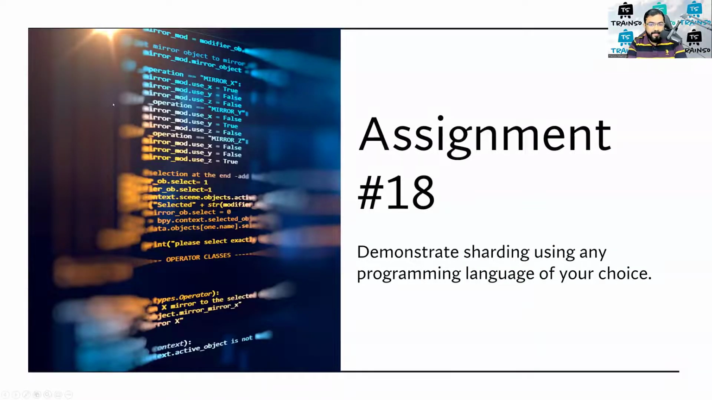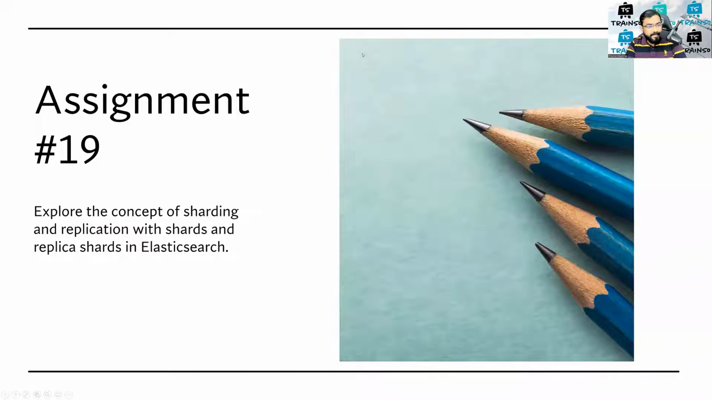And assignment number 18 for programmers, demonstrate sharding using any programming language of your choice. And assignment number 19, explore the concepts of sharding and replication with shards and replica shards in Elasticsearch. If you just Google for Elasticsearch architecture, you can find it.